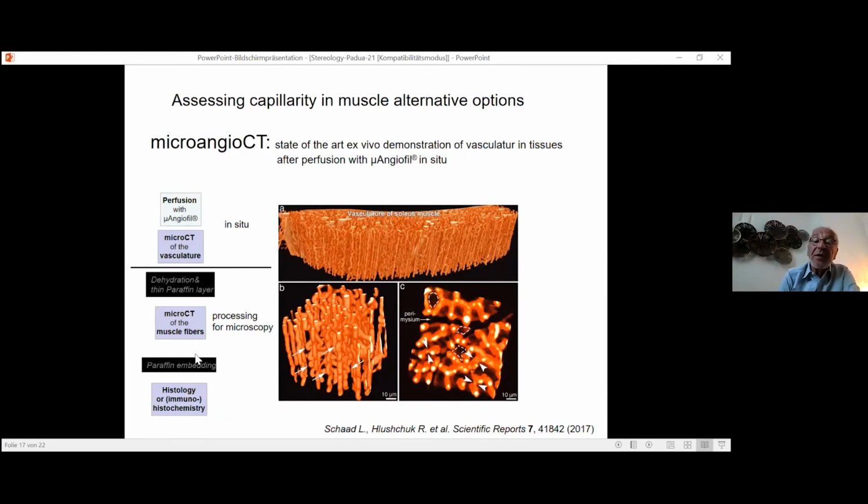You can use MicroCT. You can demonstrate with MicroCT and microangio filling of the capillary network in a muscle. You can actually demonstrate the capillaries. You could skeletonize these capillaries and you can measure. But then you're not really doing stereology. But there are other ways you can get at the information that you potentially might want to have.